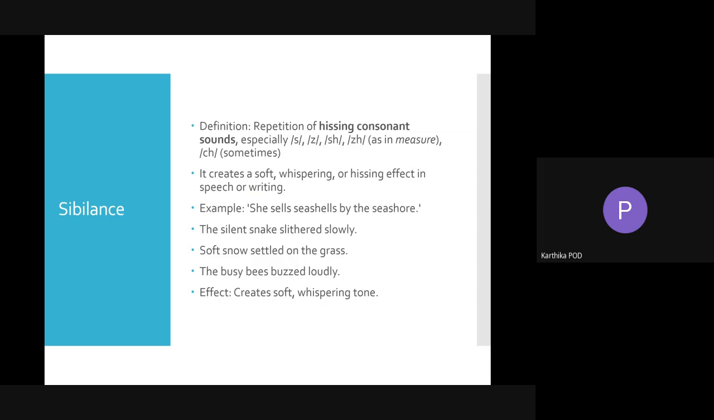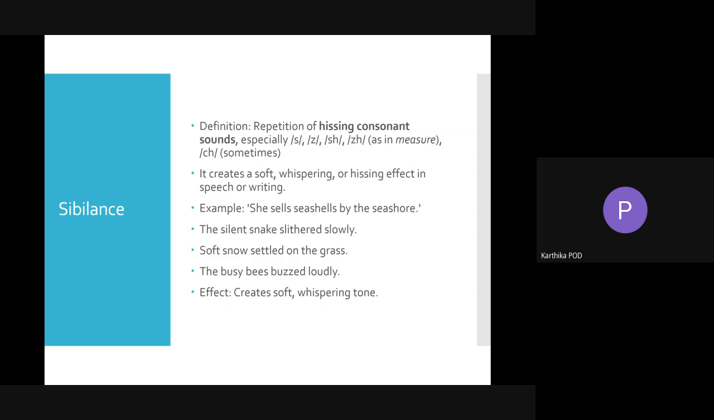An example is: She sells seashells by the seashore. Almost all of that begins with the s sound, and sh, shell, that is different from seesaw. So there is s and sh. Even in seashore, there is an sh sound. So with all this, because there's a repetition of hissing consonant sounds, this is sibilance.